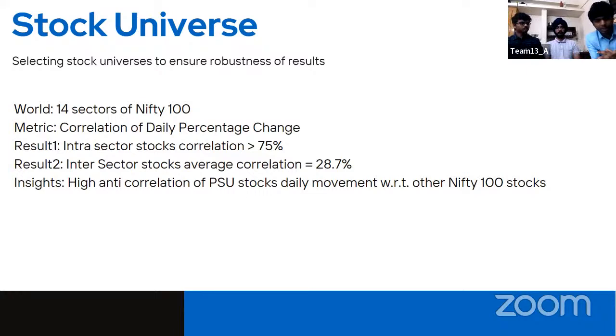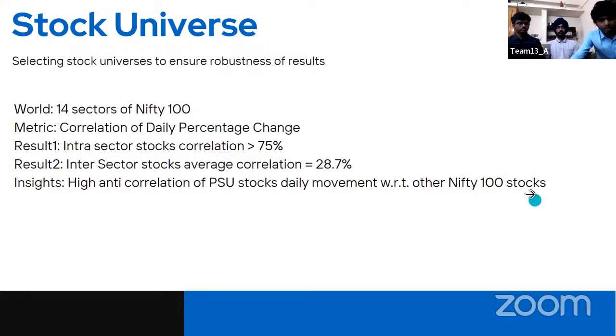And in the strategy which we run, it is the daily movement which counts, because every day there's going to be some sort of rebalancing. So a few of the results we found out is that the intra-sector stocks correlation is greater than 75%, which means that we can generalize it with the fact that stocks within the same sector have a somewhat similar movement. Coming to the next result, the inter-sector stocks have an average correlation of 28.7%, and one of the insights we gathered is that PSU stocks are highly anti-correlated to most of the Nifty 100 stocks.